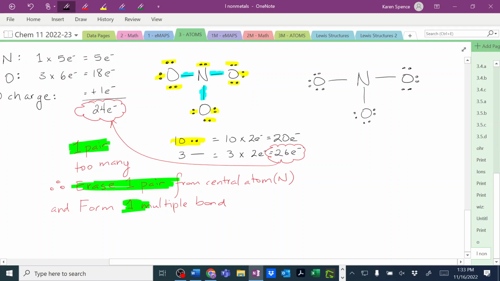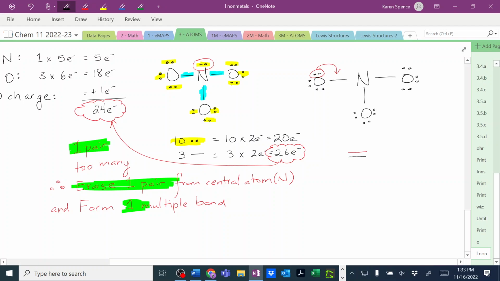And I've erased this pair right here. Now I need to form a multiple bond. So somebody needs to share. It can be any one of the oxygens, it doesn't matter which one. I'm going to pick this one because it's closest to me, and I'm going to move it in here. So it stops being a lone pair and instead it becomes a bonding pair.